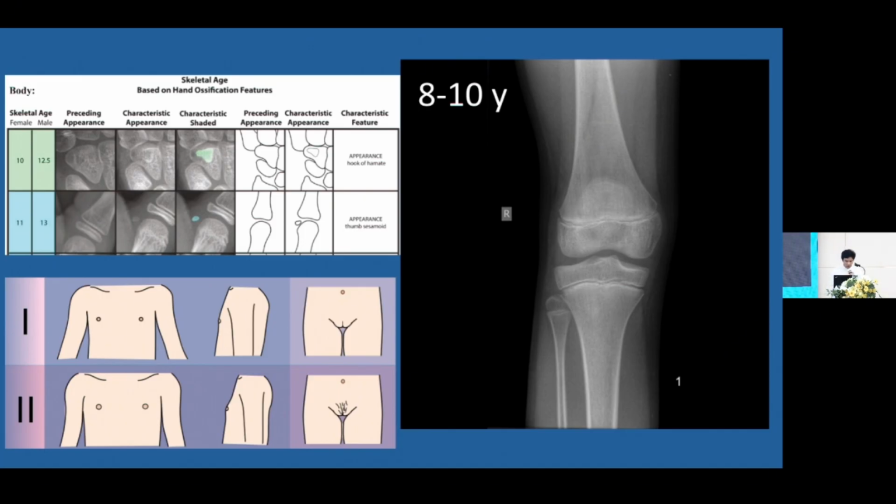Okay, the first group is the patient who is very young, with an age lower than 8 to 10 years old. We recommend to do a physeal sparing technique. As you can see, left hand AP, you can see the appearance of the sesamoid bone or the hook of the hamate. For the Tanner stage, you can see Tanner stage 1 or stage 2. I recommend you to do a physeal sparing.